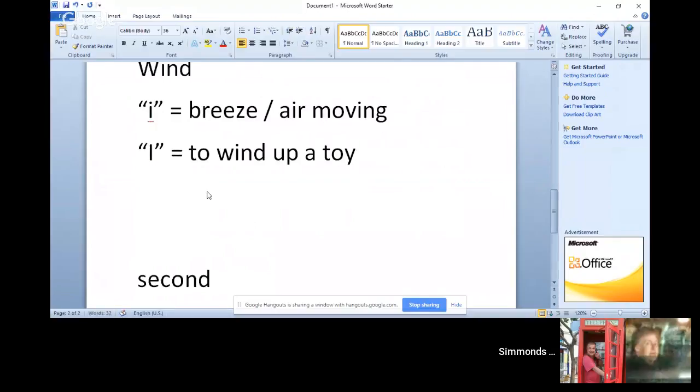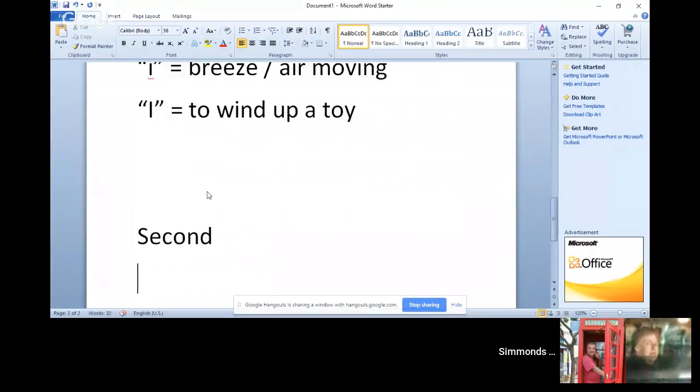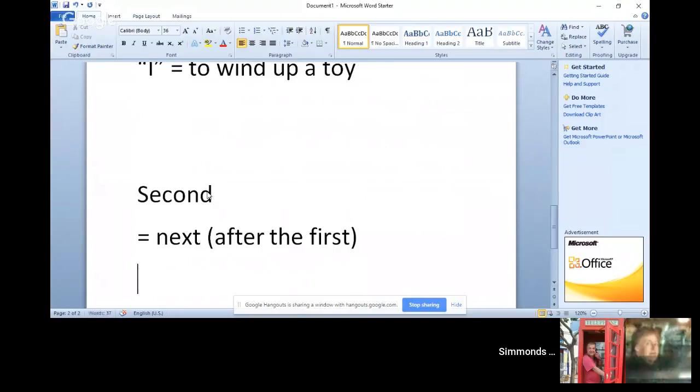Nobody? Okay. Second. What about the word second? Next. Okay. Well, if you want to say next, we could say maybe after the first, because we have to have first, second, third, fourth. It has to go in order, right? We can also have what is it?